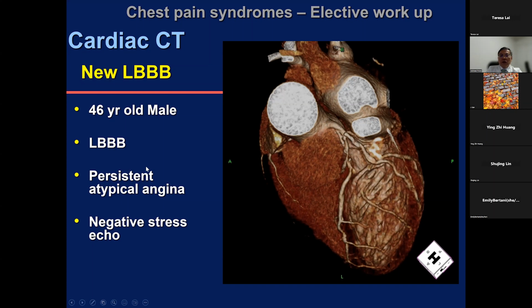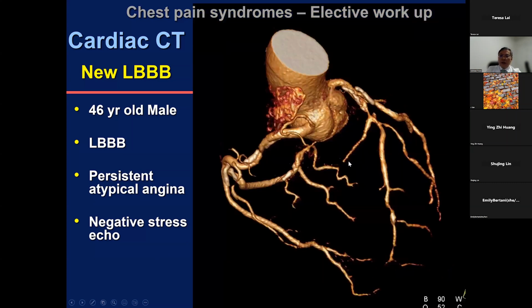And this 46-year-old male with a new left bundle and some atypical squirrely chest pain and a negative stress echo turned out to have very severe obstructive coronary disease, as shown here. You can see the blockage in the proximal left anterior descending, very severe. We sometimes call this a widowmaker because if this blood vessel closes, you die. So it's pretty serious. So this new left bundle turned out to be really serious.